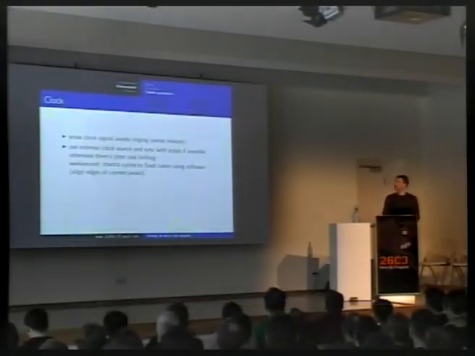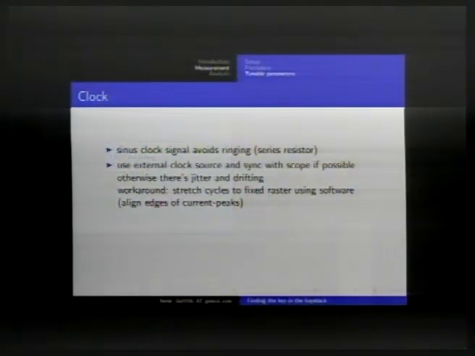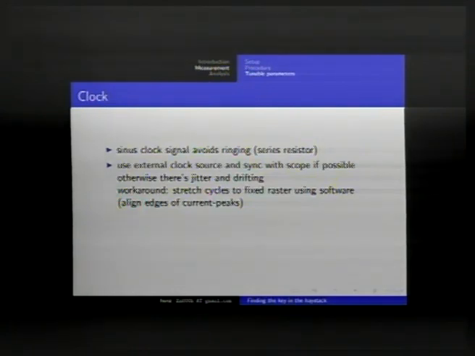The clock signal should be a CMOS signal to avoid ringing, and you can do this using a series resistor to get the edges smoother, or you can just use an external clock source like a function generator and sync it with your scope if your scope has this possibility. Otherwise, the clock of the device and of the scope will drift and jitter. A workaround is stretching the cycles in software by aligning the edges of the current peaks.